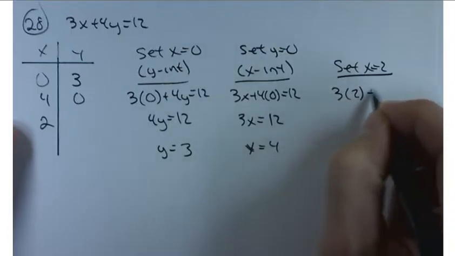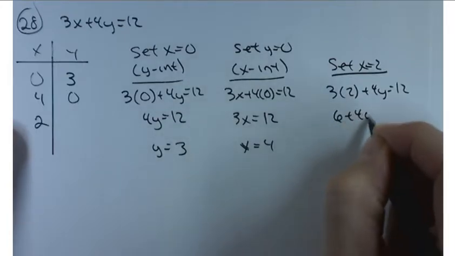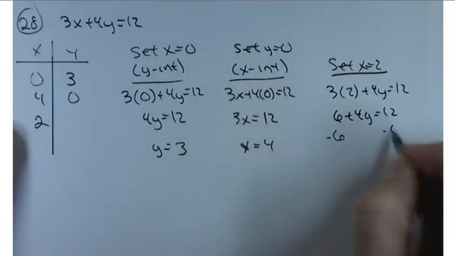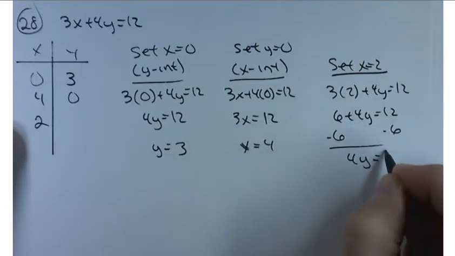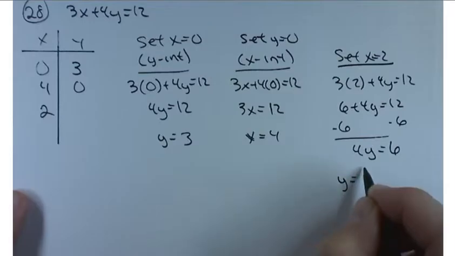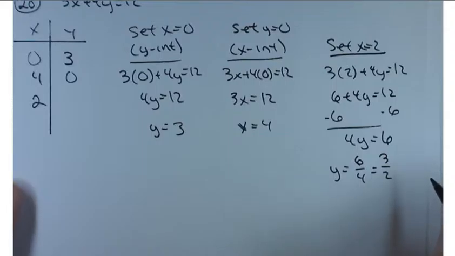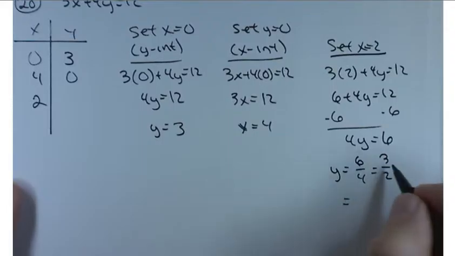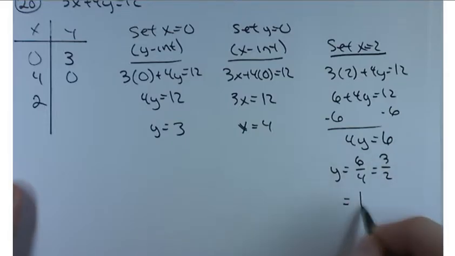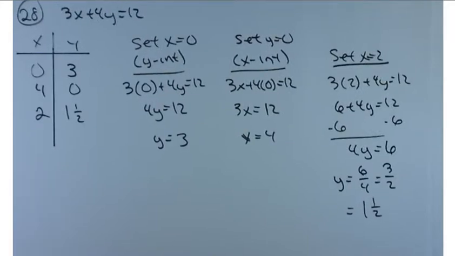3 times 2 plus 4y equals 12. So let's subtract 6 from both sides. 4y equals 6. What does y equal? Six over 4. Better yet, 3 over 2. Can anyone rewrite it one last way? Yeah, 1.5. All right, that looks good. So I've got 3 points.